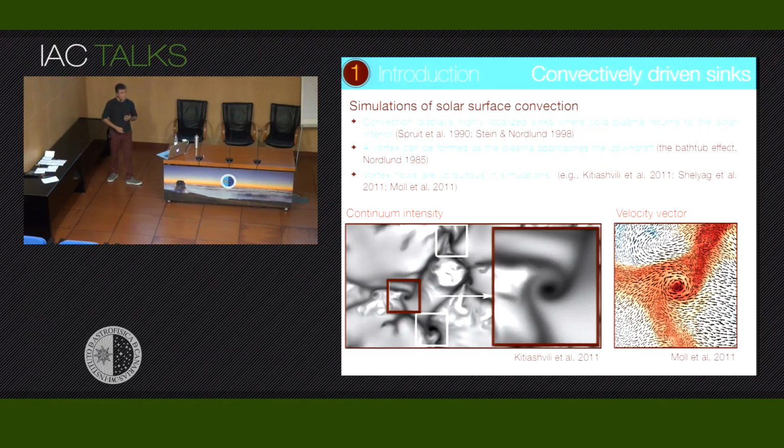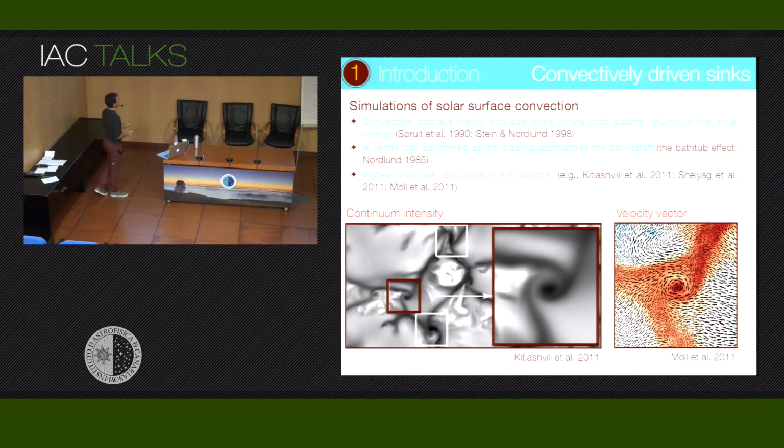Simulations of the solar surface convection also display highly localized sinks where cool plasma returns to the solar interior. Because of the conservation of the angular momentum, a vortex can be formed as the plasma approaches this downdraft. Indeed, vortex flows are quite common in simulations. Here I show an example of one of those simulations.